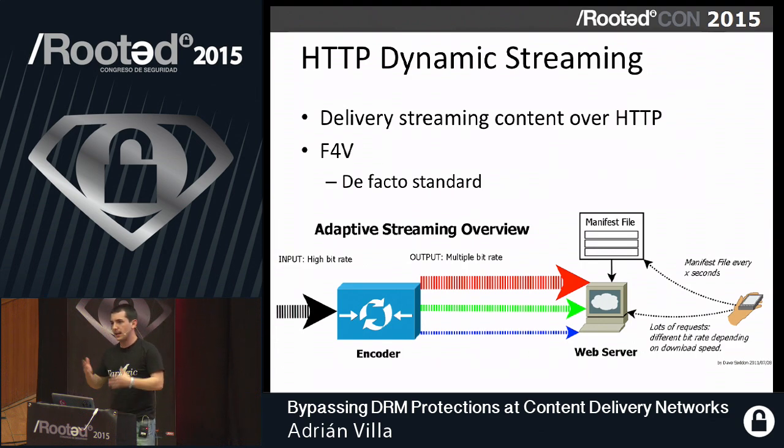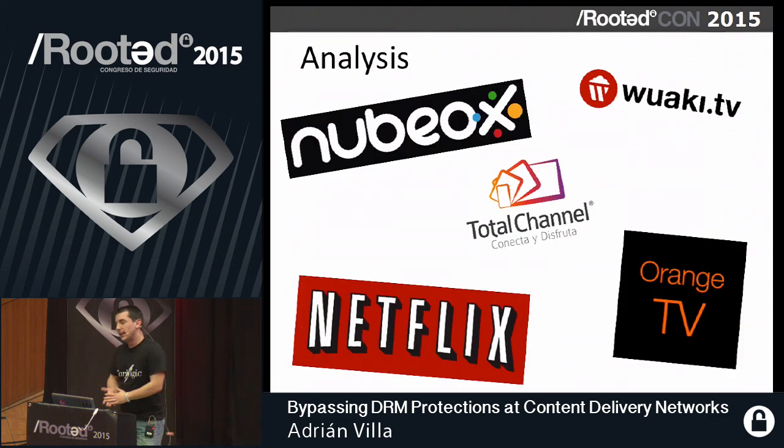And as you can see here, HTTP dynamic streaming is adaptive. This means that the clients, based on the speed of your line, may use one bitrate or another to download the video or to pause it or whatever, and to have a higher or lower quality of reproduction.